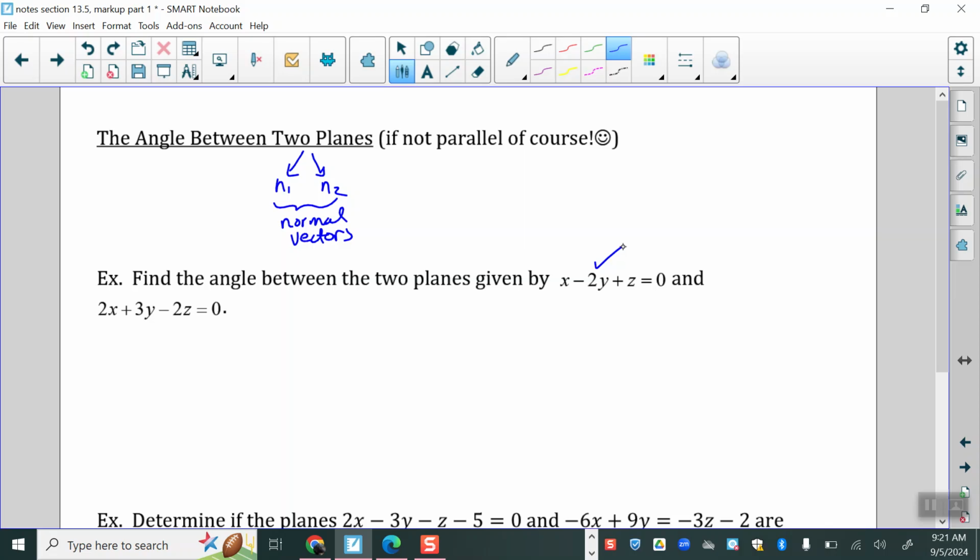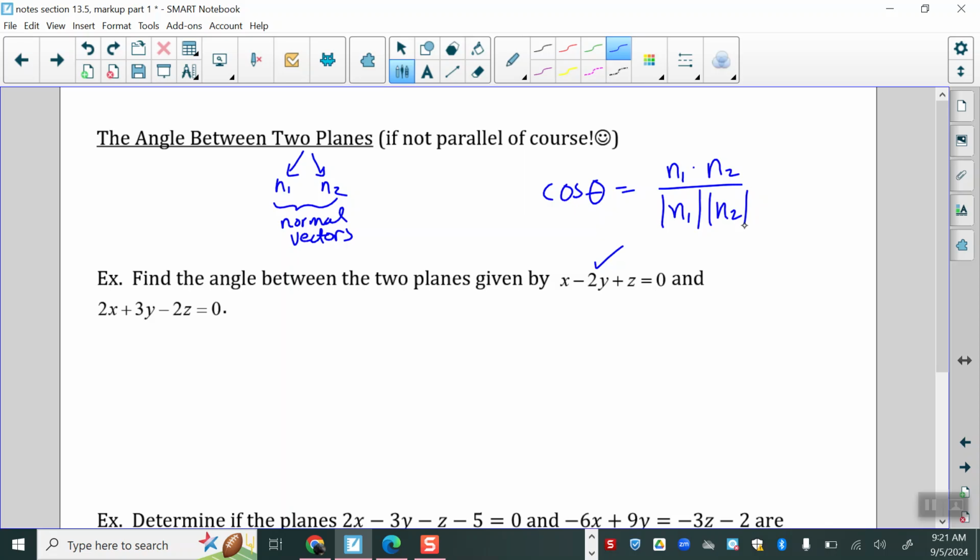So, what was the formula from your quiz for the angle between two vectors? Cosine theta equals the dot product, so normal vector 1 dot normal vector 2, and on the bottom, the magnitudes of 1 and 2. So you just have to evaluate that formula. It's the same formula.